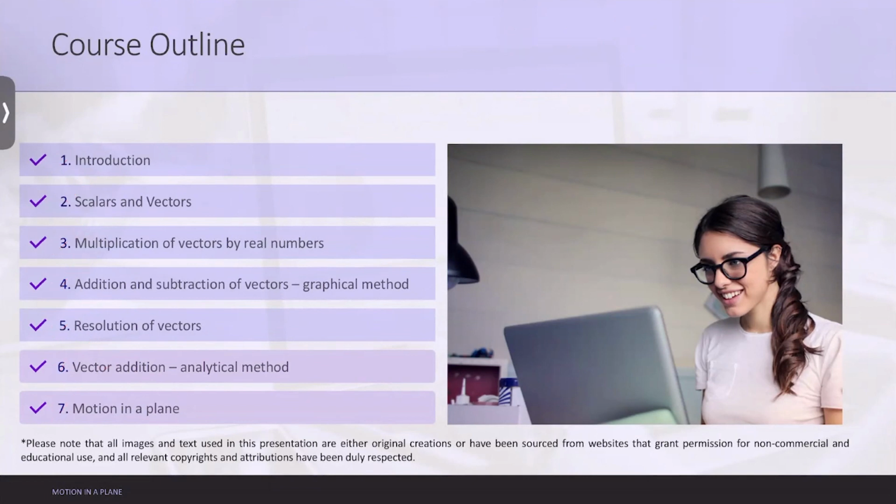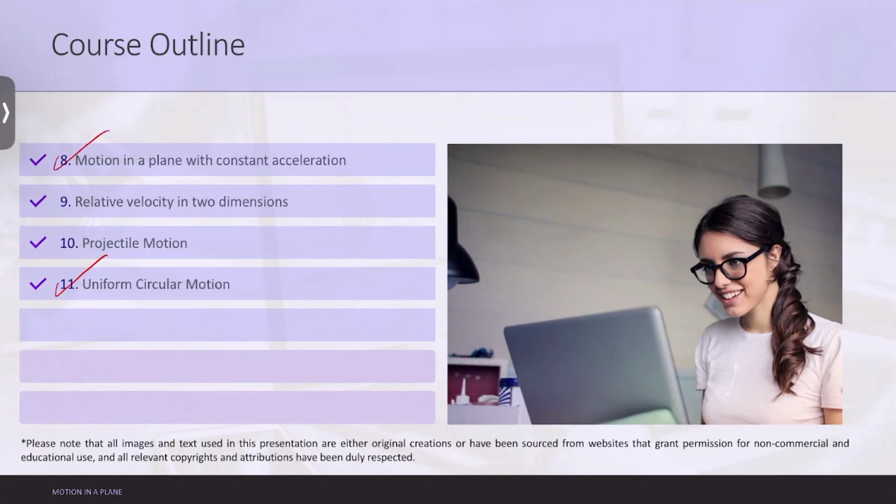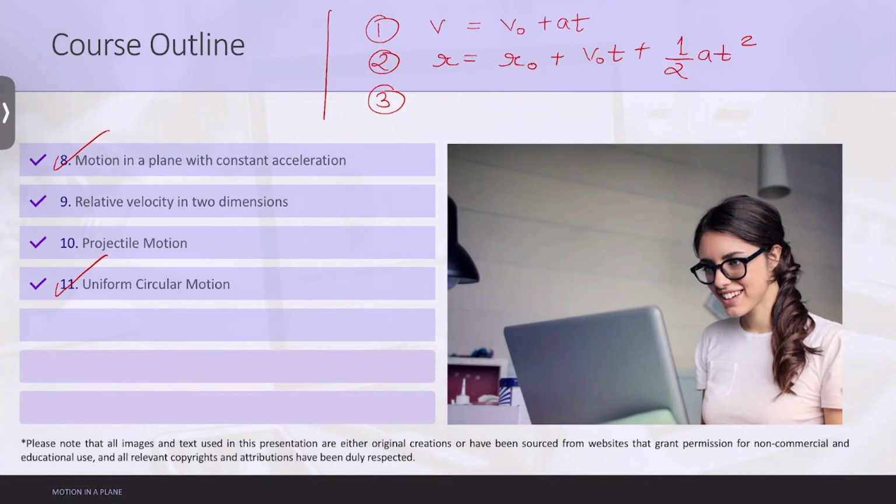Then we understood about motion in a plane. Next was motion in a plane with constant acceleration, in which we derived three kinematic equations. First was v is equal to v naught plus at. Second was s, or not s, let us say r only: r is equal to r naught plus v naught t plus half at square. And the third was v square is equal to v naught square plus 2 into a into (r minus r naught). So these were the equations which we derived here.